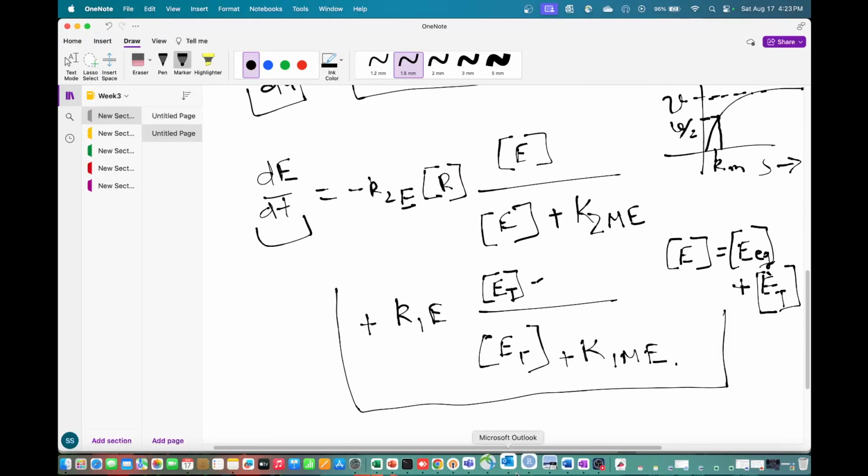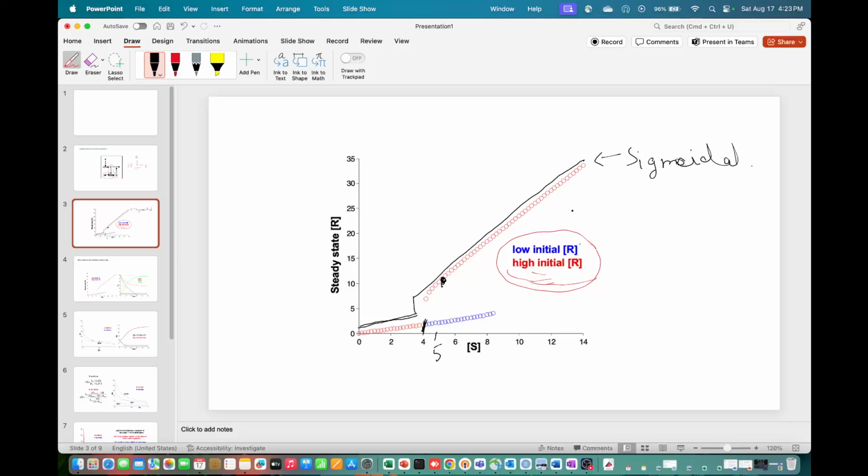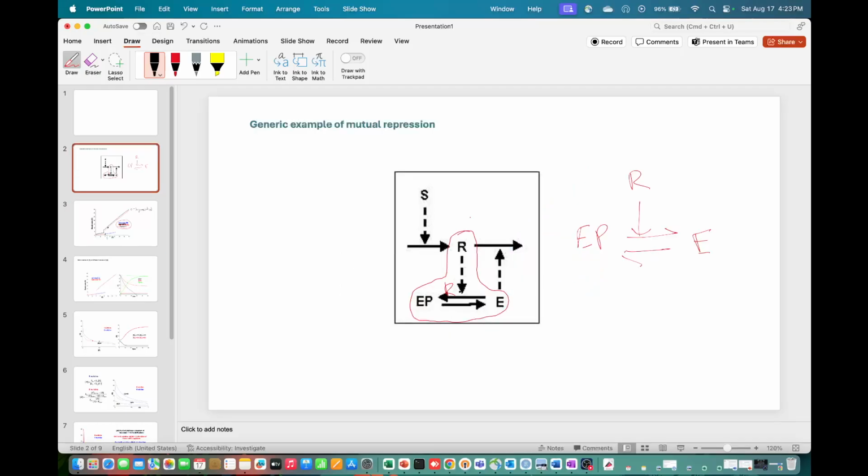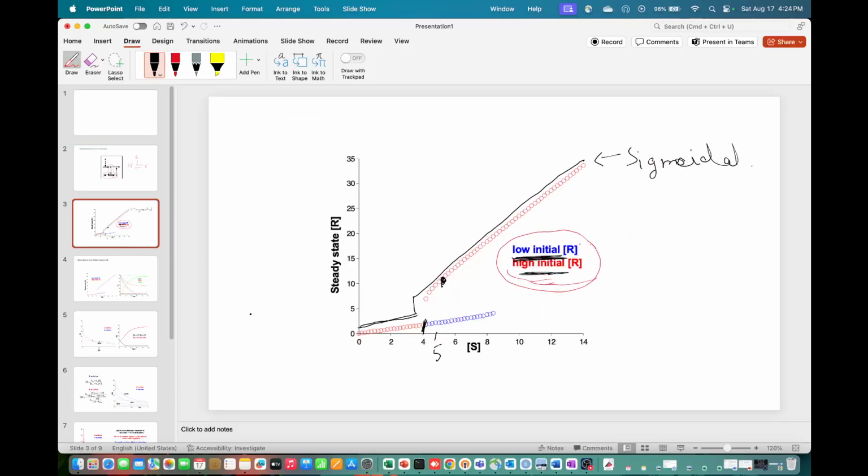Okay, so now coming back. As I was saying, the concentration of S is in a linear relationship with the steady state of R only when there is a low initial R. If there is a high initial R, you have a sigmoidal function like this. So this was a mutual repressor, right? This is increasing the degradation of EP to E. E again is increasing the degradation of R. So these are mutual repressors, and this is how the steady state of R and S would look for different values of initial R.